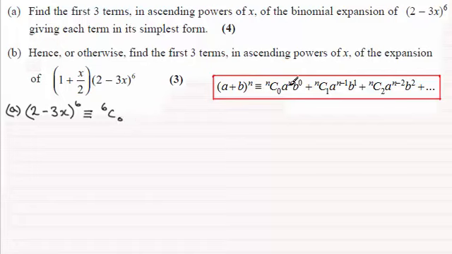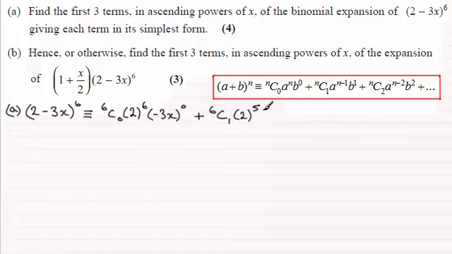And then a to the power n, so that would be 2 to the power 6, and then followed by b to the power 0. B is the minus 3x, so it's minus 3x to the power 0. So that's the first term. Next term is plus, then it's 6C1, and then it is a 2 to the power n minus 1. In other words, we reduce the power on the 2 by 1. Okay, so it's gone from 6 to 5.